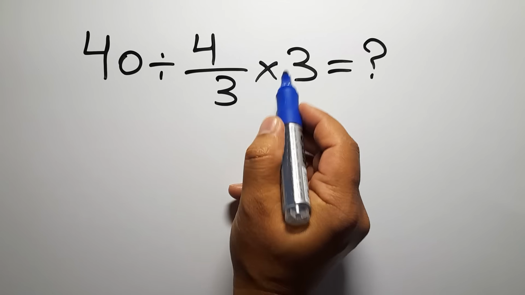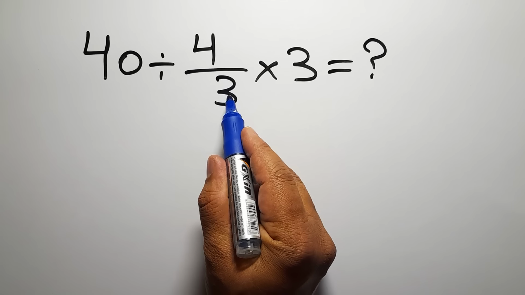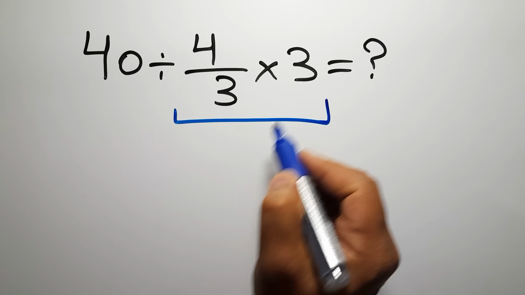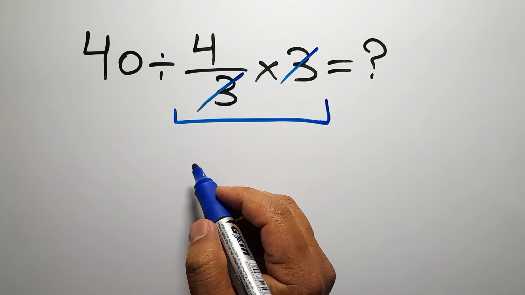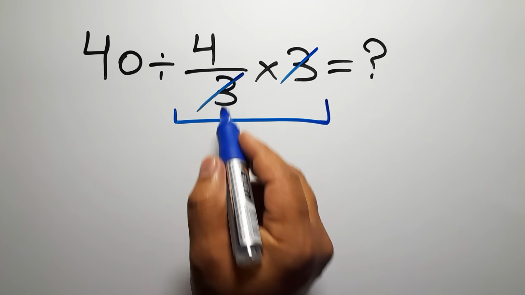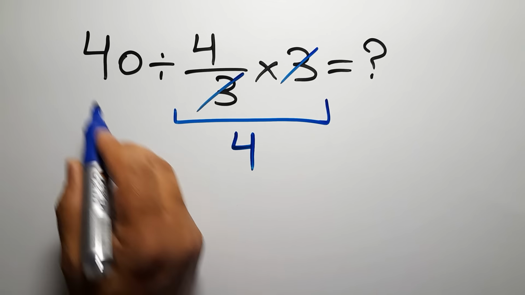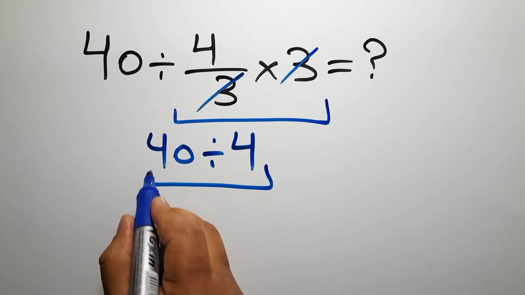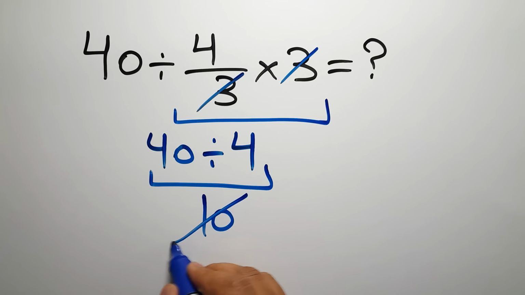First, we do this multiplication. 4 divided by 3 times 3. This 3 and this 3 can cancel each other out. So we have just 4 and 40 divided by 4, which equals 10. But this answer is not correct.